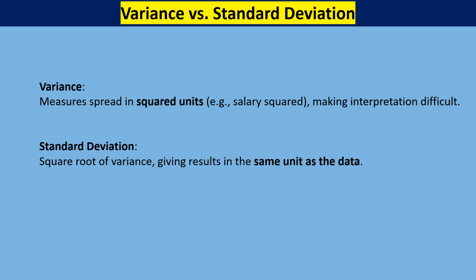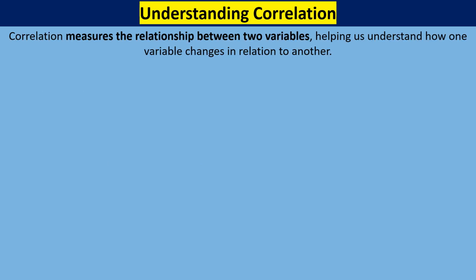Variance versus standard deviation. Variance is spread in squared units, salary squared, making interpretation difficult. Standard deviation is the square root of variance, giving the result in the same unit as the data. Understanding correlation. Correlation measures the relationship between two variables, helping us understand how one variable changes in relation to another.